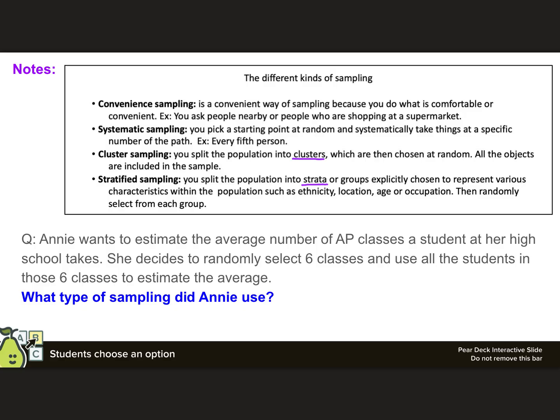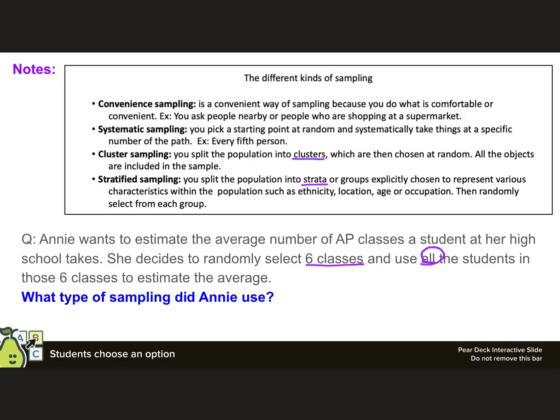Okay, for our question, Annie wants to estimate the average number of AP classes a student at her high school takes. She decides to randomly select 6 classes. Classes sounds like groups to me, and use all the students in those 6 classes to estimate the average. So it sounds like she's definitely grouped them based on classes.